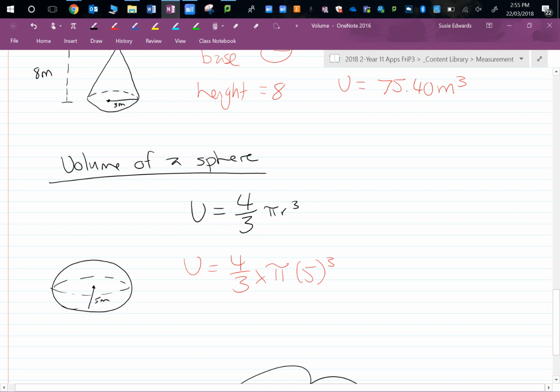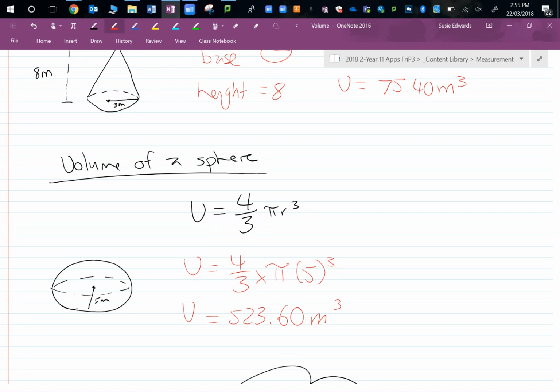Four over 3 times pi times 5 cubed. 4 over 3, it's part of the formula. It's 4 over 3, so it's 1 1/3. What do we get? 523. Hang on a sec. 523.60 to 2 decimal places. Okay. Remembering that a sphere isn't a pyramid, okay? So we don't have to divide it by a third or anything. It just happens that this formula works to work it out. So it's just the way it is, okay?